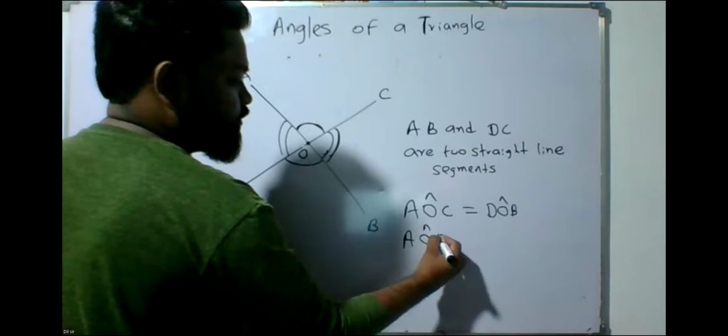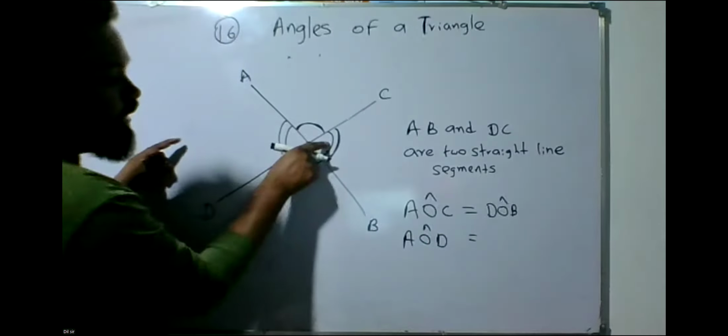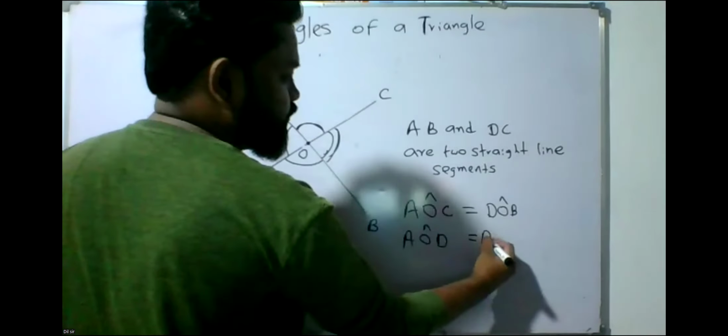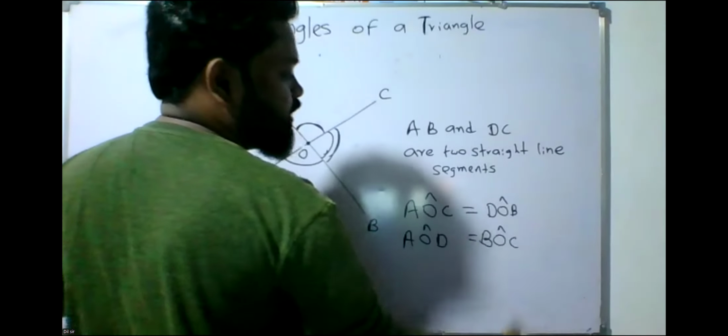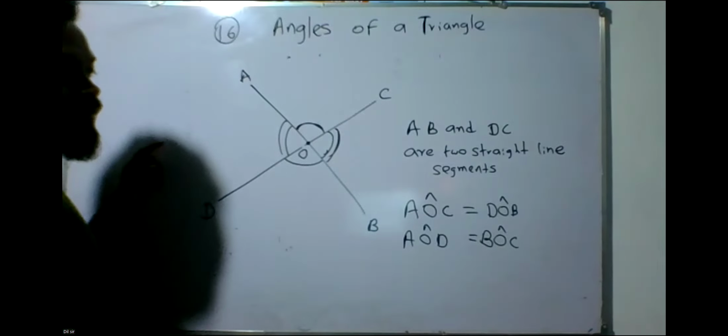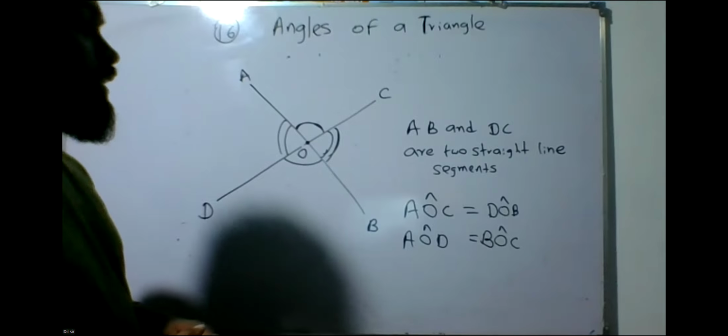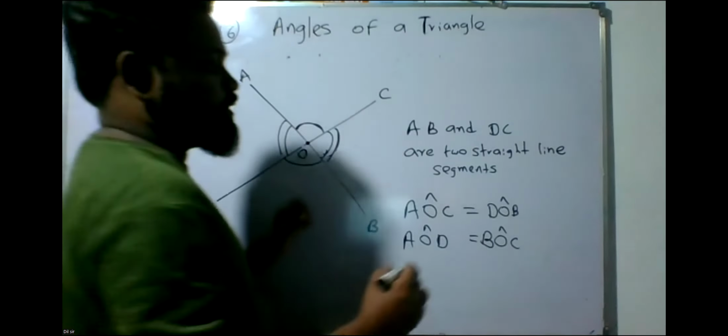AOD. The other one, who is on the other side of it? BOC. Bankruptcy loan means BOC. Okay, son. Then what are they? They are vertically opposite angles, right? Vertically opposite angles are equal.